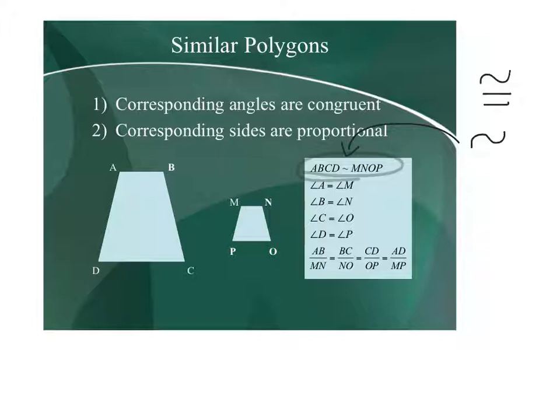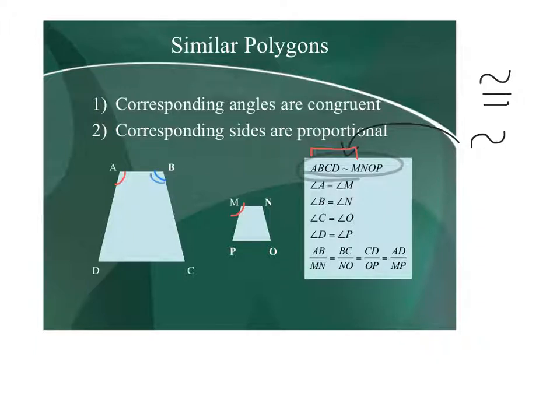Now, we can match the letters in the positions that they are, and we can see that the first letter A matches with the first letter M in this one. And this is how we can tell the corresponding angles. Now, if we weren't given a statement, we might be given pictures. And in the picture, they're going to have the little tick marks or the congruency marks. So we could see that A and M have the same marking.